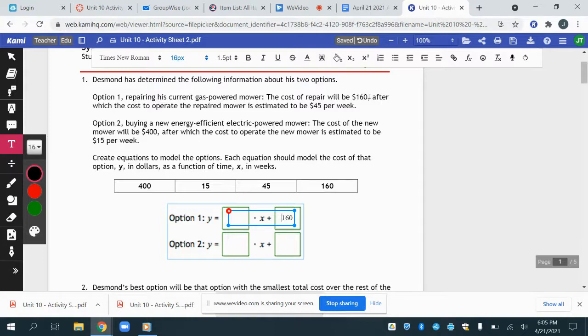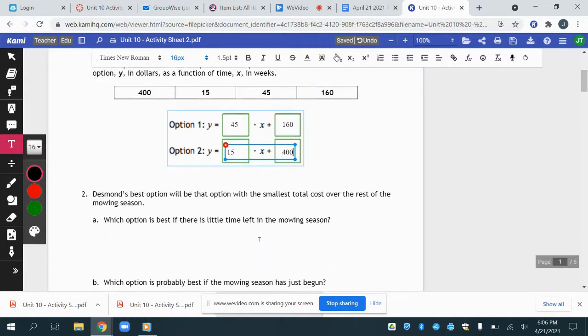I only pay 160 once, but I do pay $45 per week. So that's what I'm going to write in here. 45, boom, we got it. All right, so that is our option number 1. Think about what option number 2 would be. Type it in and see if you get it right. Now I'm going to type it in. All right, here's what you end up with, $15 per week plus $400 off the top. And there we are, we got our equations.